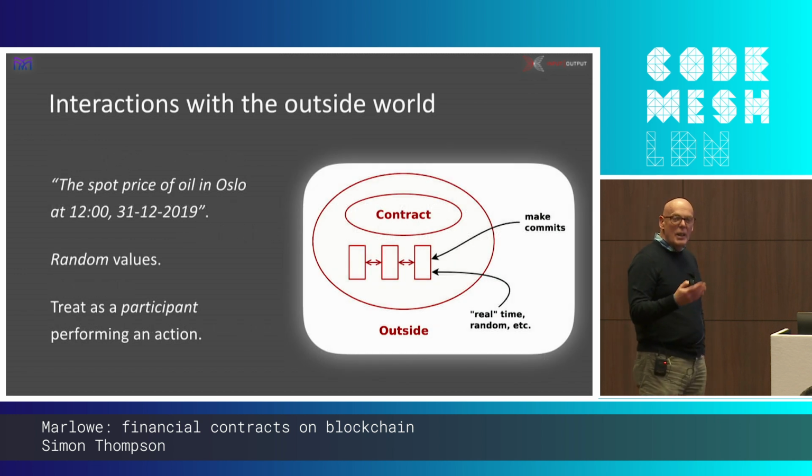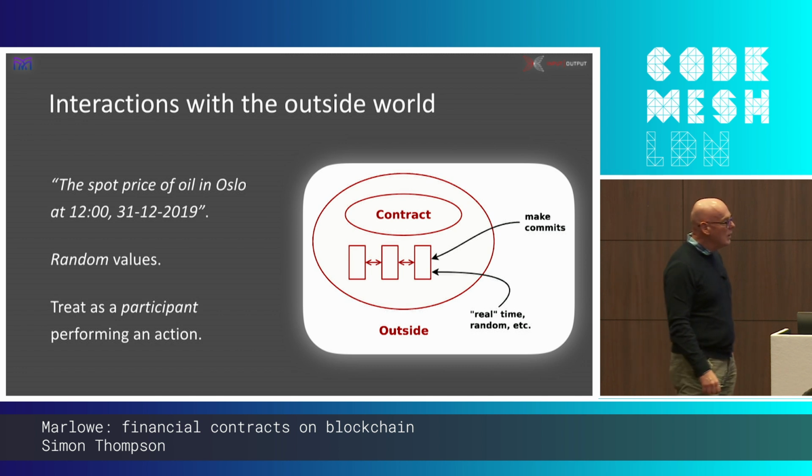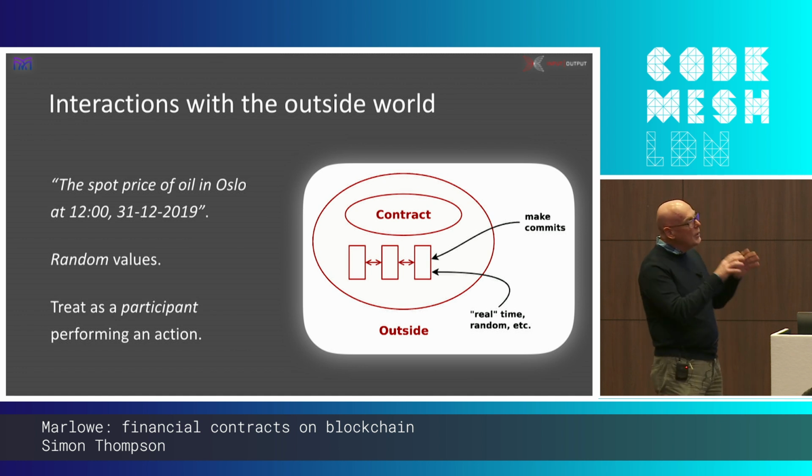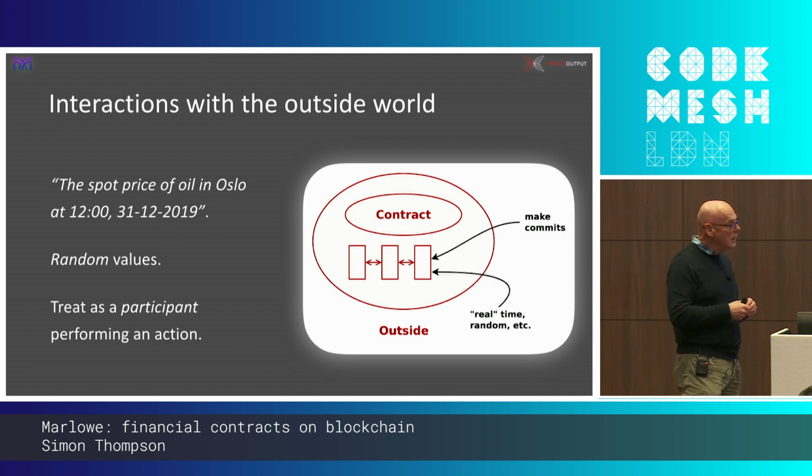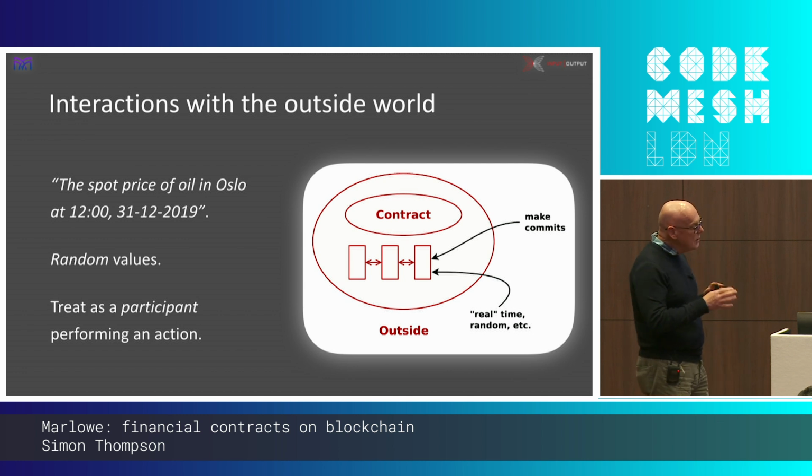We also have to think about how these contracts will interact with the outside world. They might depend on the price of oil at a certain point. They might depend on random values. So we have to think about how to deal with those, what are called oracles. I mean, from an abstract point of view, we can think of those things really as another participant taking part in the contract. But technologically, with an engineering hat on, we might want to think of these in a different way.